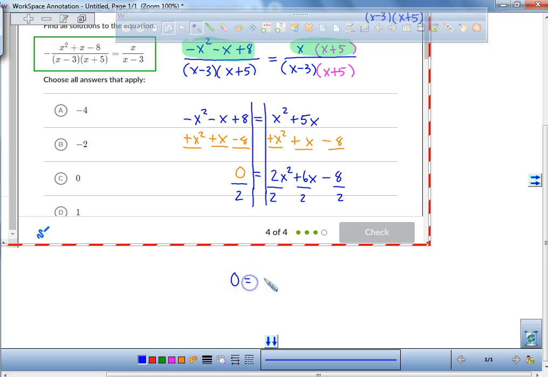0 equals x squared plus 3x minus 4. And this is where you get to do the fun stuff, which is two numbers that add together to equal a 3, but those exact same two numbers, when you multiply them together, equal a negative 4. And what are those two numbers? 4 and negative 1 is correct. 4 minus 1 is 3. And 4 times negative 1 is negative 4.